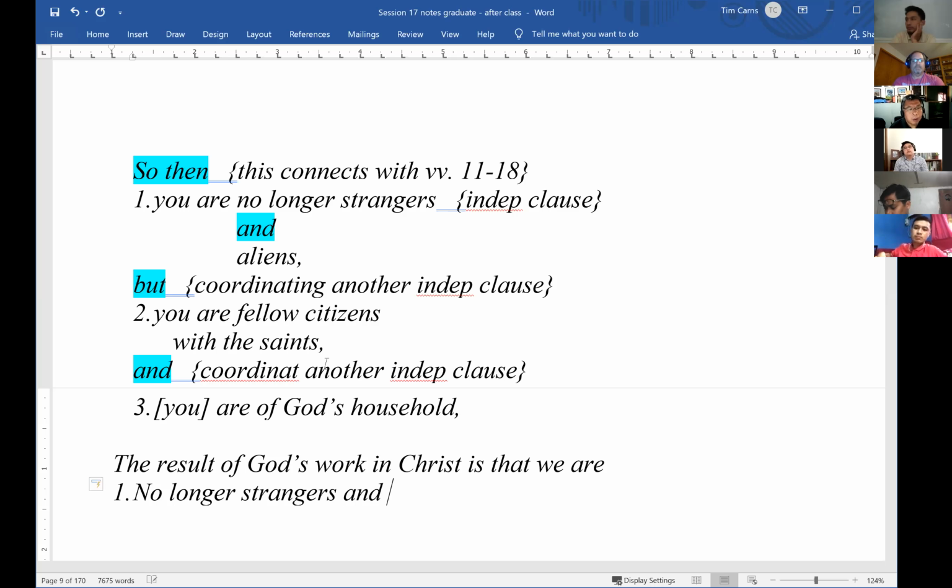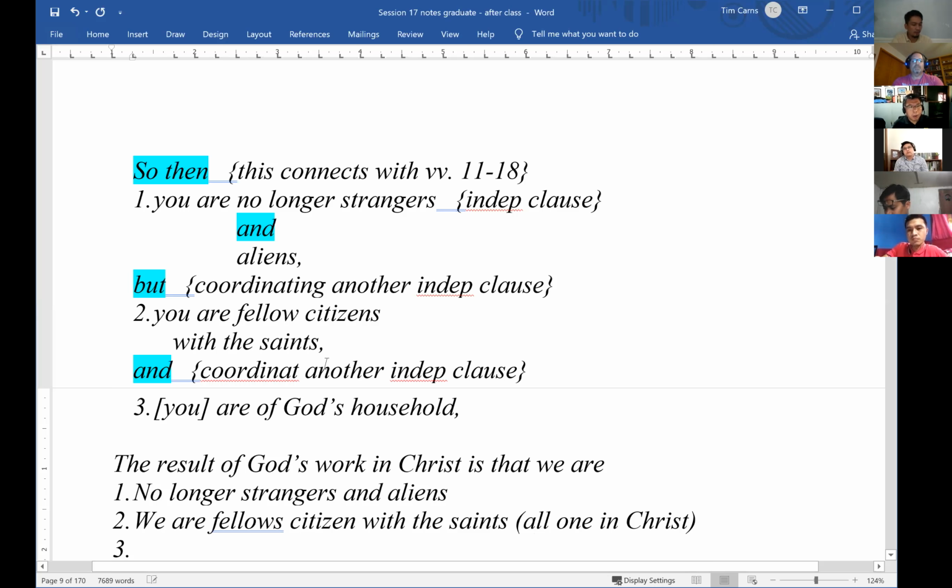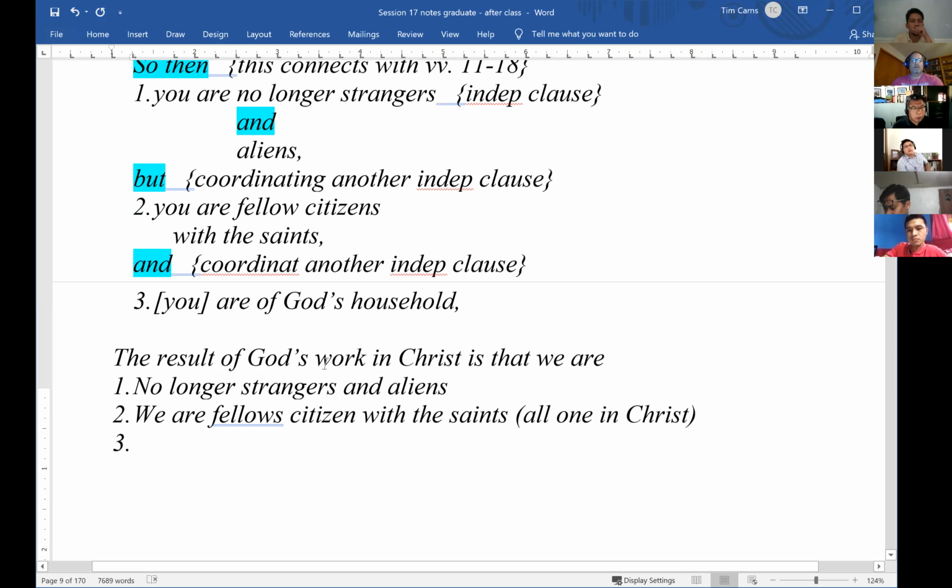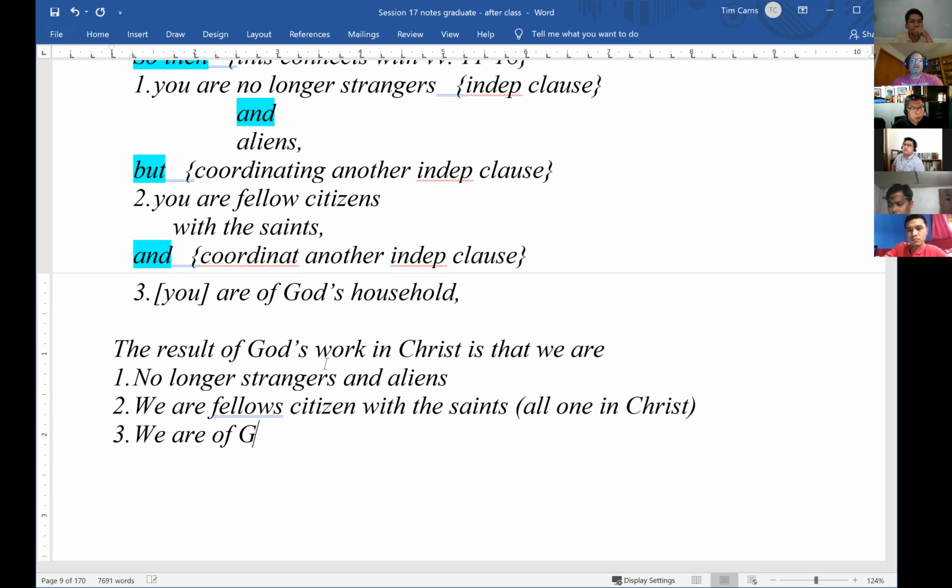And you can explain what that means. Two, we are fellow citizens with the saints, meaning all one in Christ, Jew and Gentile. Three, we are not only citizens, we are of God's household, part of God's family. So if you're preaching this text, you're going to have three results of God's work in Christ, or something like that.